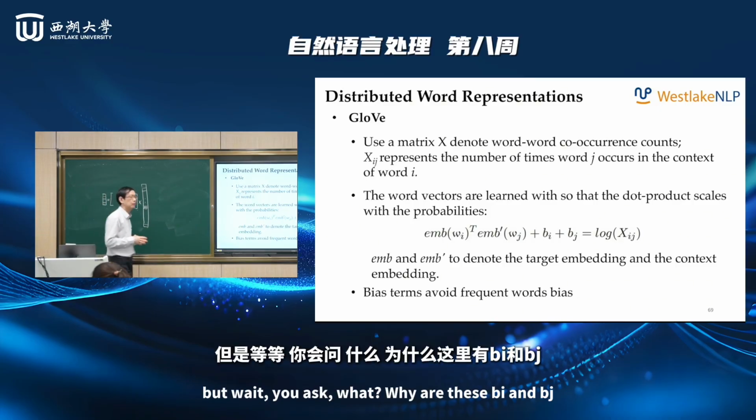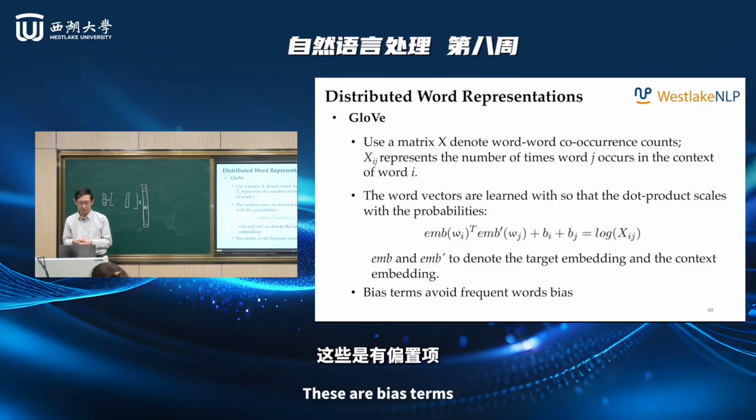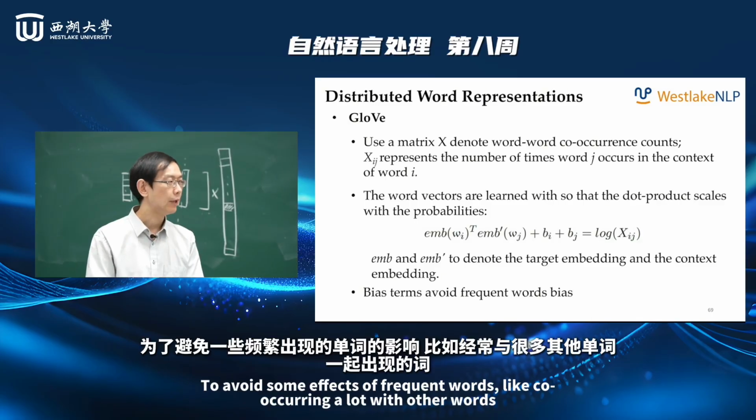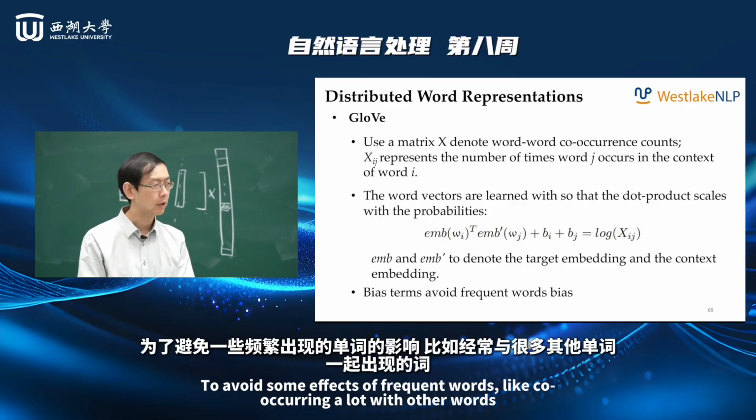But wait, you ask, what are these b_i and b_j? Okay, these are bias terms, to avoid some effects of frequent words, like co-occurring a lot with other words.